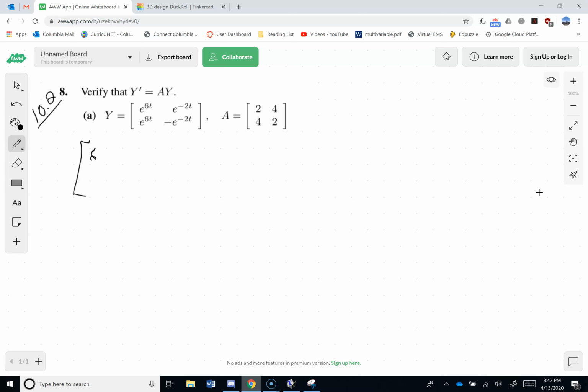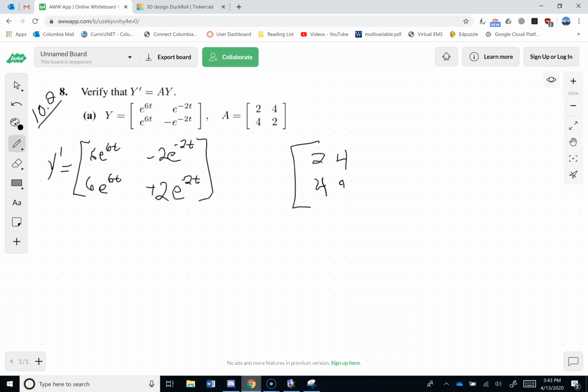And so you go, it's 6e to the 6t and minus 2e to the minus 2t, and 6e to the 6t and plus 2e to the minus 2t. So that's y prime. And then on the other hand, I need to calculate A times y. And the only thing that's hard here is that you have to make sure that you get A times y in the right order.